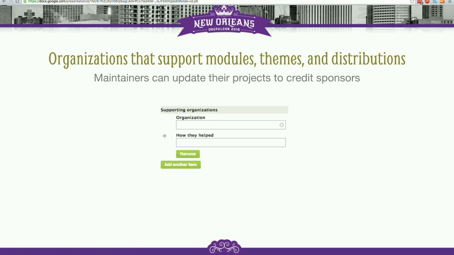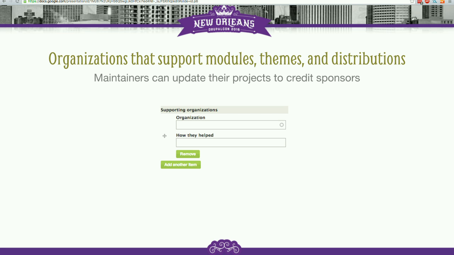So we basically started with this simpler idea before we released the full issue credit concept, and that was, well, what if just every project could say, here are the organizations that are supporting this module, theme, whatever it may be. So we added a very simple field there.